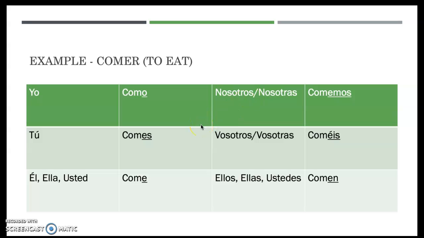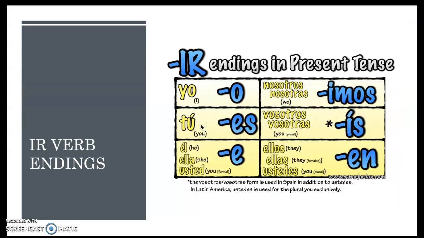Let's look now at an IR example. Here are the IR endings. They're very similar to ER. You start yo, o; tú, es; él, ella, usted, e. Here they're different from the ER verbs. You have nosotros, nosotras, imos; vosotros, vosotras, ís; and finally ellos, ellas, ustedes, en, and this one's the same as the ER verbs.